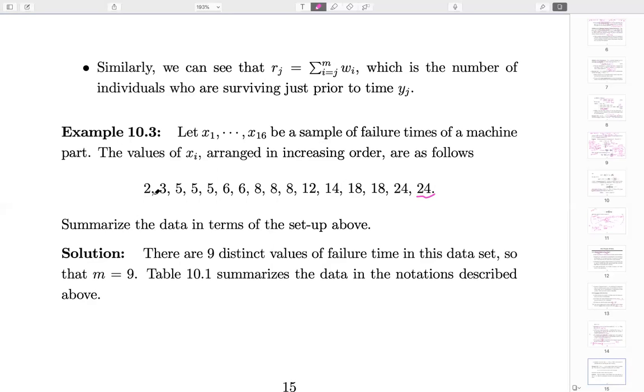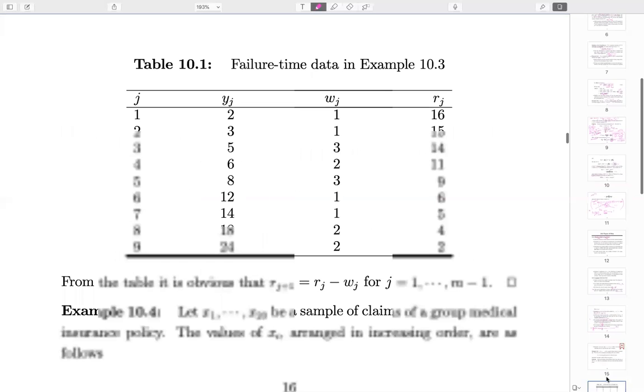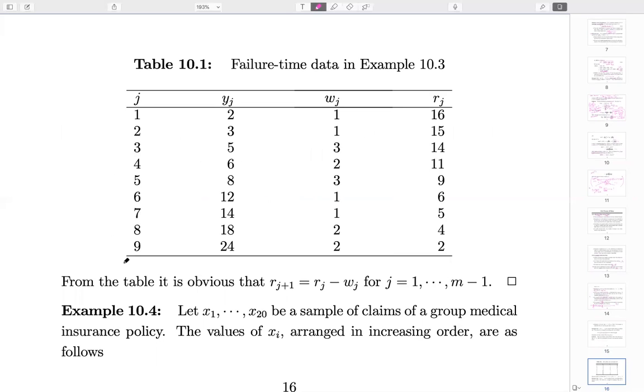First we need to count all the distinct numbers. So for instance, here we need to put them together. Here we have 3 8s and 2 18s and 2 24s. So we can easily collect the same ones. Instead of 16, we only have 9 different observations. The value goes from 2 to 24. We know no parts failed before 2, so 2 is the first failure time.